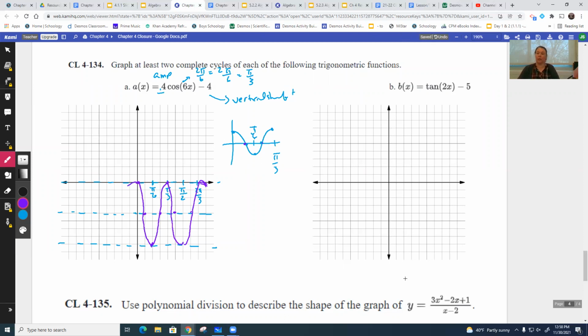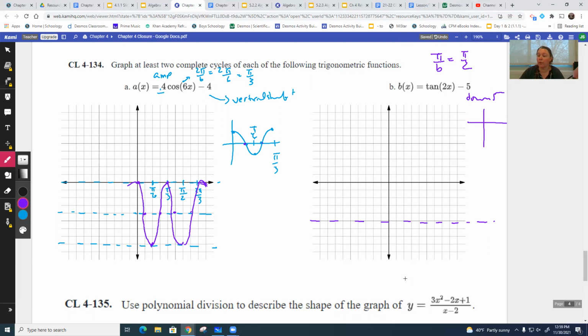All right, next one, a tangent. The period of a tangent is pi. So when I go to find my period, it's pi over b, not 2 pi over b. So my period is pi over 2 instead of pi. And it's shifting down 5. So it shifts down 5. So 1, that's here, right? That's my new midline.